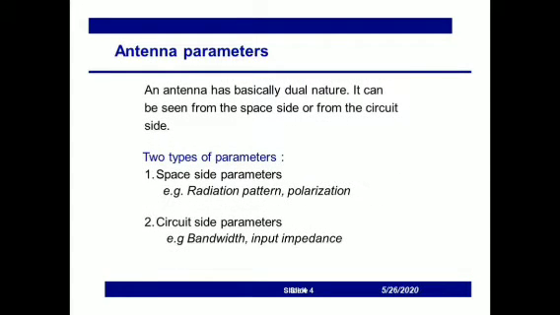Now antenna basically has a dual nature. When we see it from the space side, it has properties of electromagnetic waves like the radiation pattern, polarization, Poynting vector, and so on. But when we see it from the terminal side, it has circuit-like properties like impedance, bandwidth, etc. So subsequently we can divide the parameters into two types. One is the space side parameters, another is the circuit side parameters.